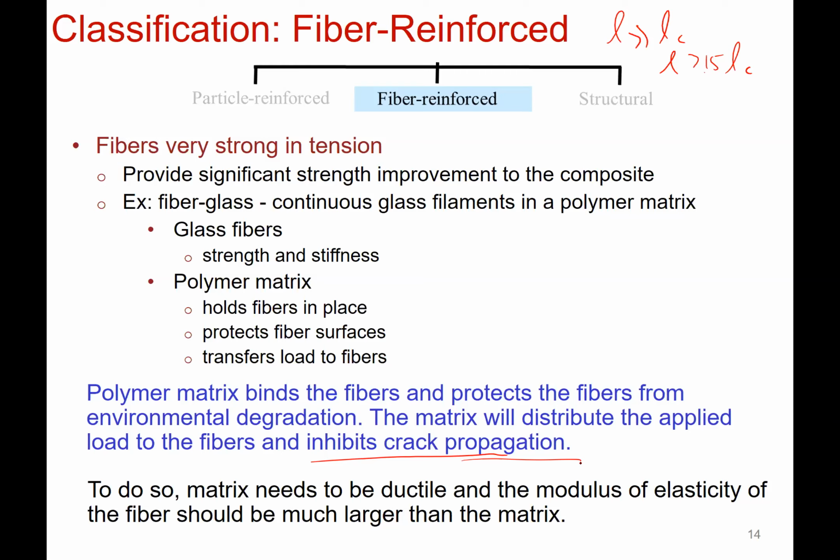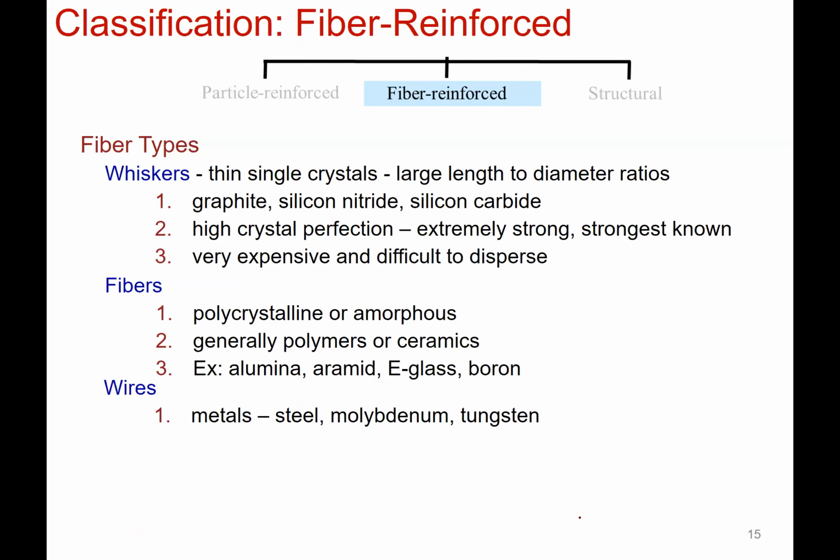And of course, when we're selecting materials, we want the modulus of elasticity of the fiber to be much larger than that of the matrix, right? To enhance the properties of the composite. When we talk about fibers, we can further classify them into whiskers, fibers, and wires.